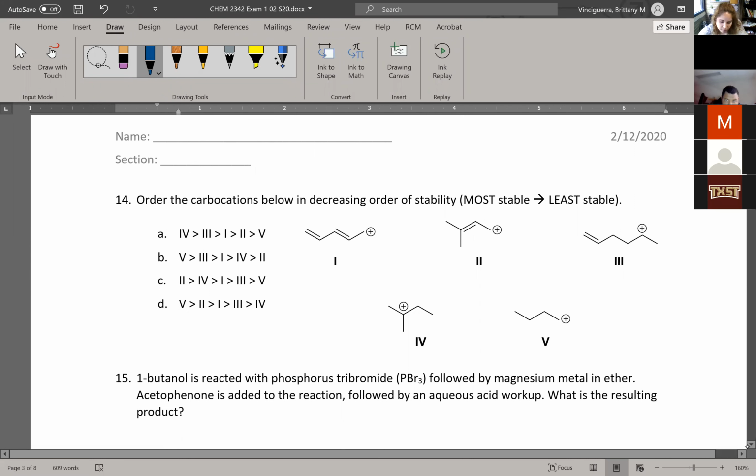Okay, let's go through number 14. Order the carbocations below in decreasing order of stability. So this means most stable to least stable. I'm going to go ahead and put you into breakout rooms for this. So go ahead and screenshot it or draw out the 5 carbocations real fast.